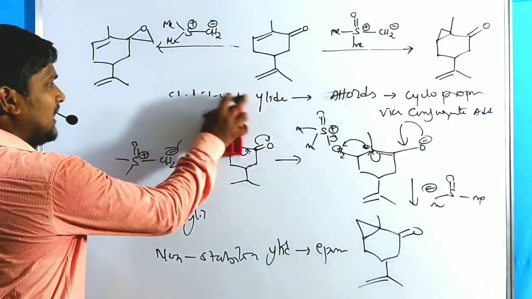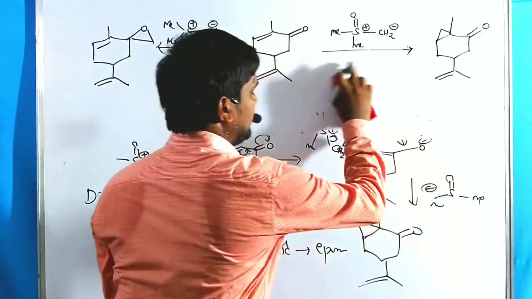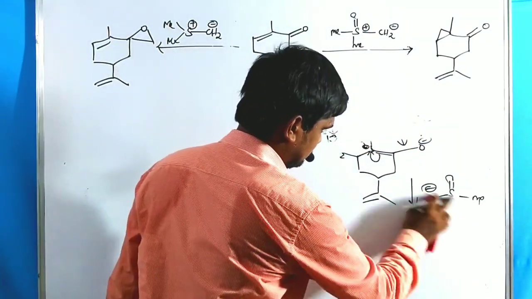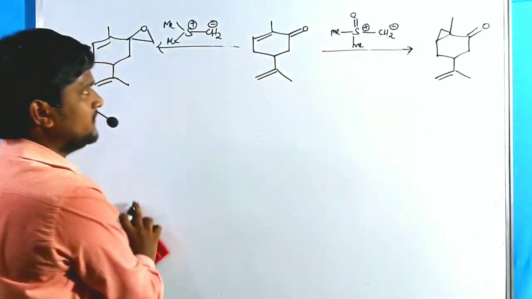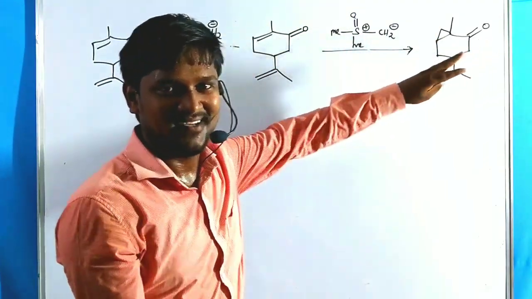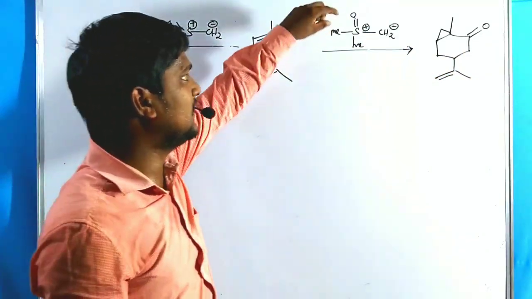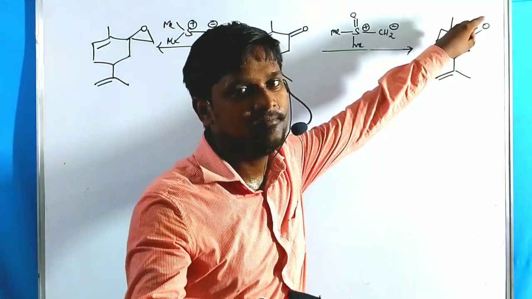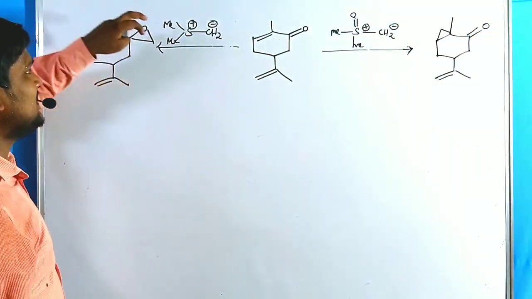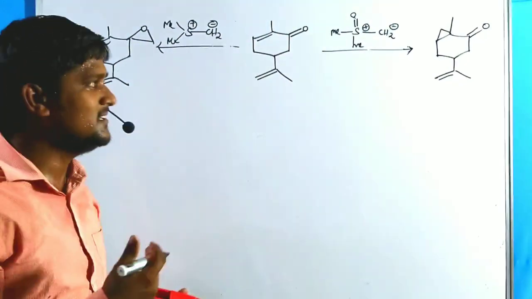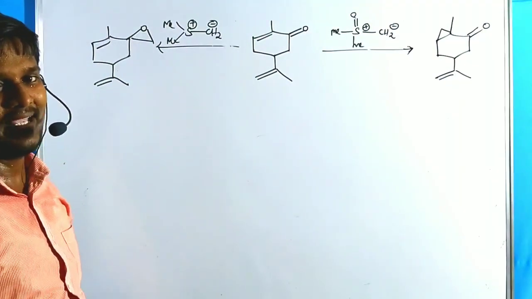Finally, I would like to compare these sulfur ylides with the phosphorus ylide. A very easy thing to remember: if an oxo group is present on the sulfur, it cannot form the epoxide. In the absence of oxygen, it forms the epoxide. That is a small thing which makes it easier to remember all these exceptional topics.